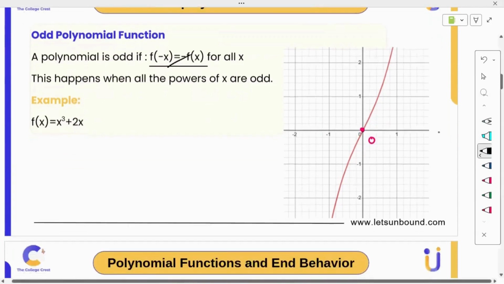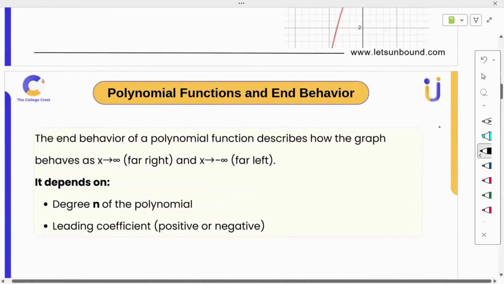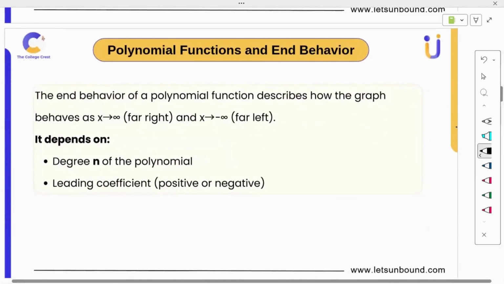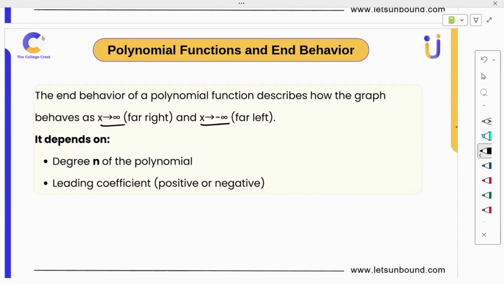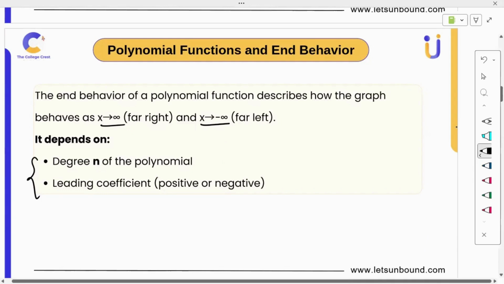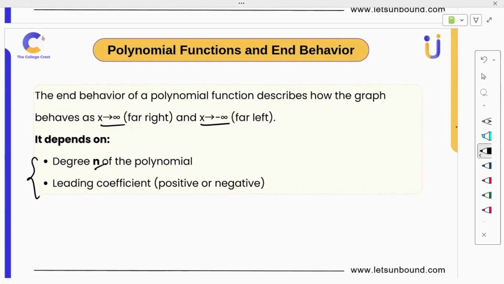Now, polynomial functions' end behavior. What does end behavior of any function mean? It describes how the graph behaves as x tends to infinity. You increase your x value, and where is the graph moving, is it growing up or down? When you move left, where is your graph moving? Describing this behavior is called end behavior. For a polynomial function, it depends on two things: the degree of the polynomial and the sign of its leading coefficient, the sign alone, not the number. So if you know the degree and the leading coefficient sign, you can analyze the end behavior.